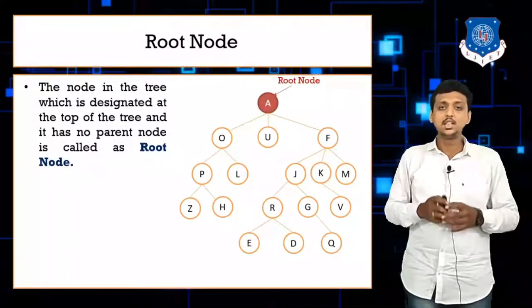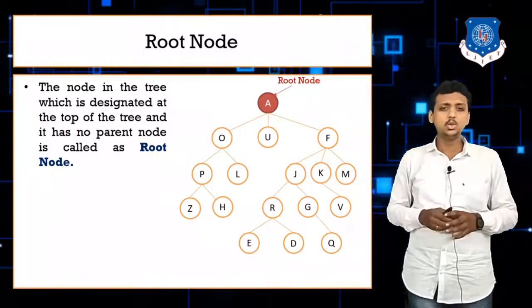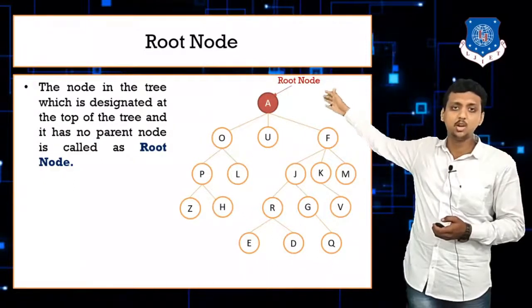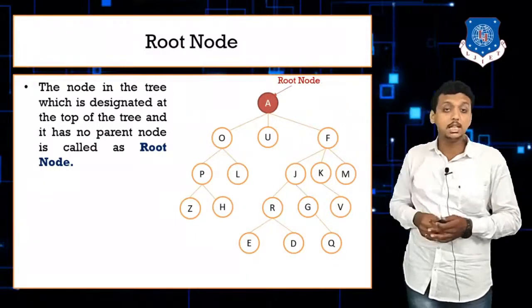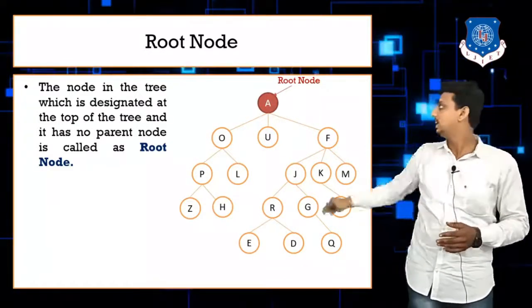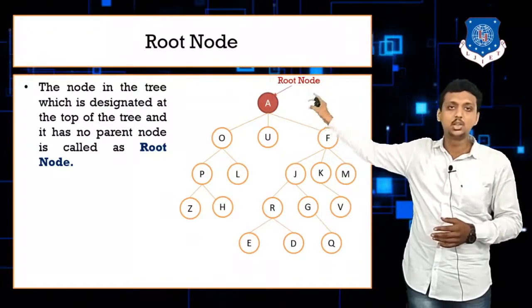Now here it is root node. So what do we mean by root node? The topmost node of the tree, which is designated at the top and does not contain any parent, is known as the root node. In our example here, A is known as the root node.